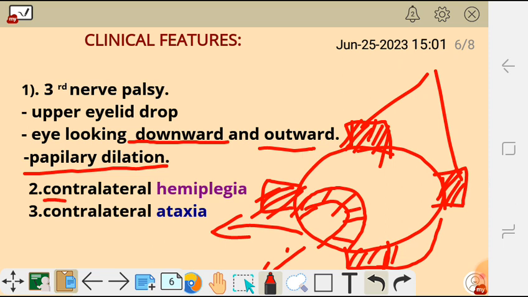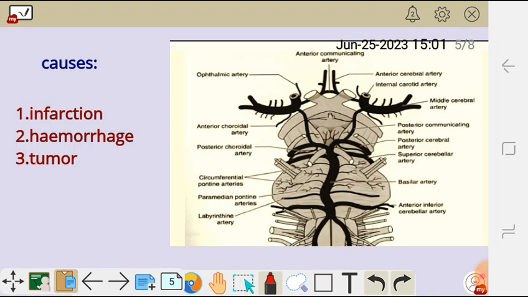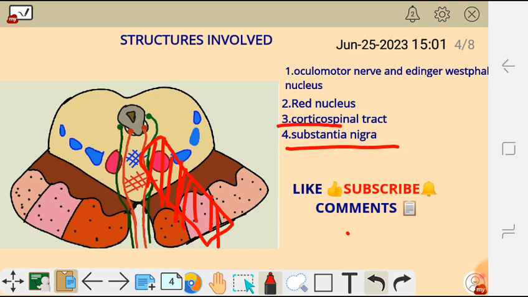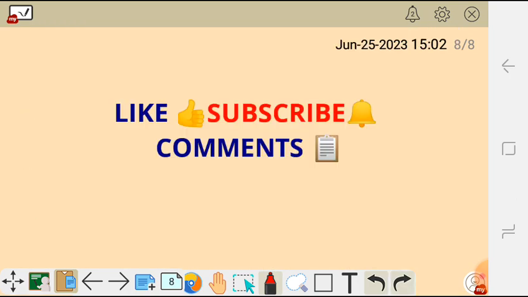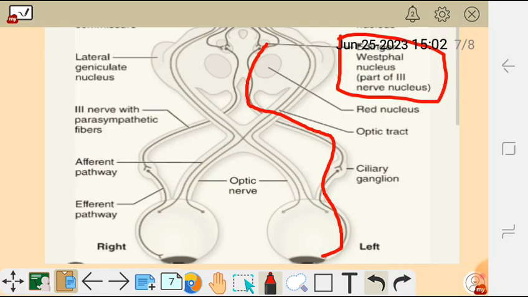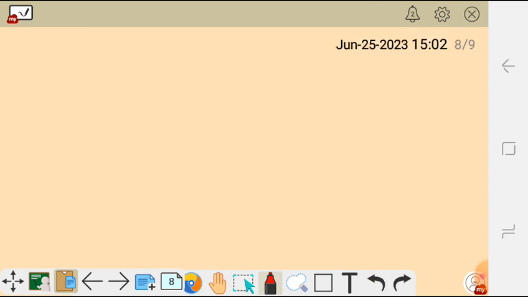Then from there, we have contralateral hemiplegia. This comes about because the corticospinal tract is involved. This part here is also involved. So the corticospinal tract sends motor neurons to the spinal cord.